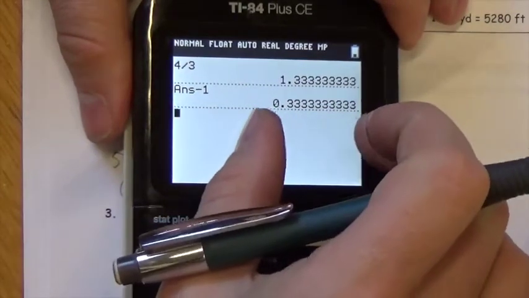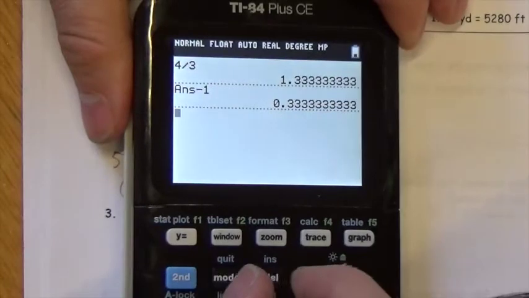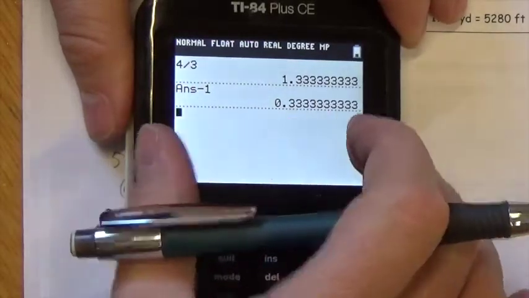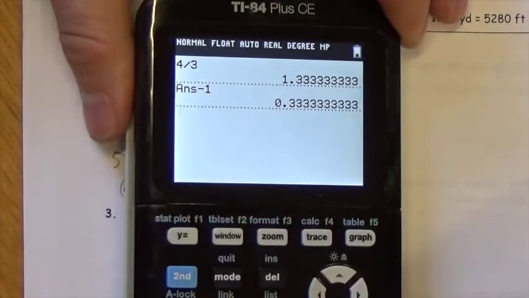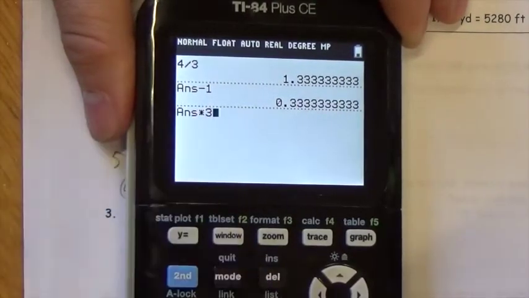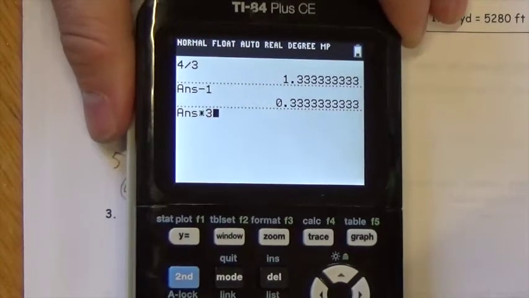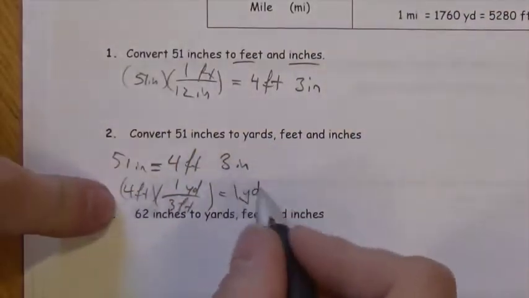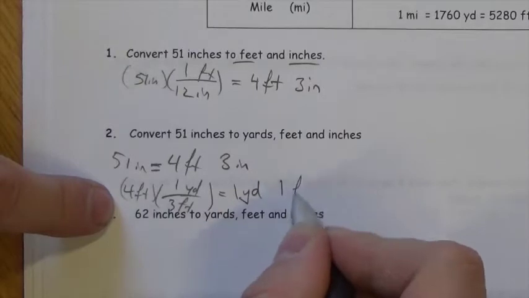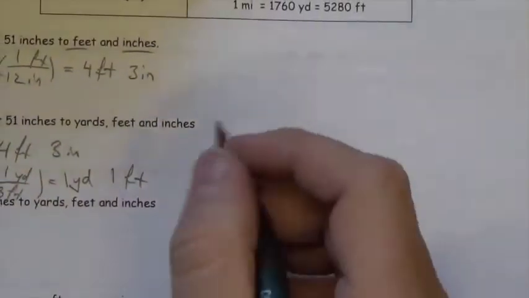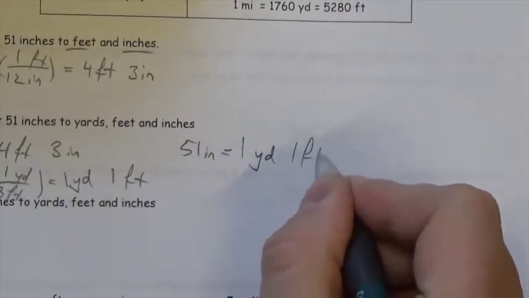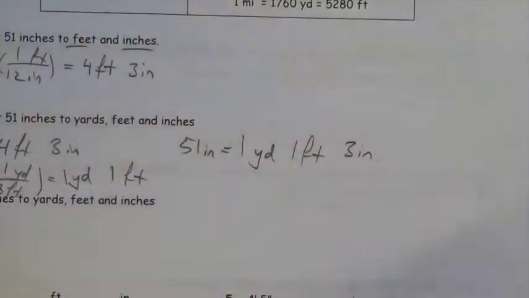I want to convert that into feet, the smaller unit. How many feet in a yard? 1 yard is 3 feet, and this is the fraction of that yard that I've got. So I'm going to multiply that fraction by 3 feet, the yard expressed in terms of feet. What I get is 1 foot left over. So 4 feet is 1 yard, 1 foot. Now we can say, therefore, 51 inches is going to equal 1 yard, 1 foot, 3 inches.